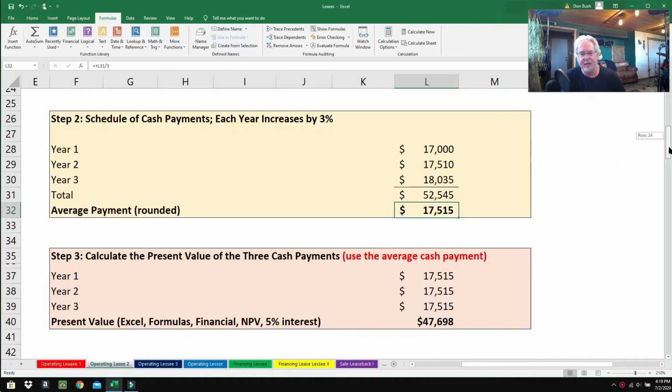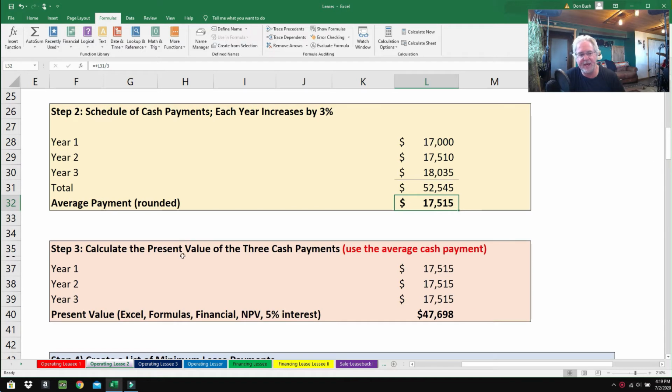So coming down the list here, step number 3, calculate the present value of the 3 cash payments. Now use the average cash payment. I've got here in bright red so you don't get mixed up. So we're going to just use the average here, 17,515 for each of the years. And we're going to find the present value.